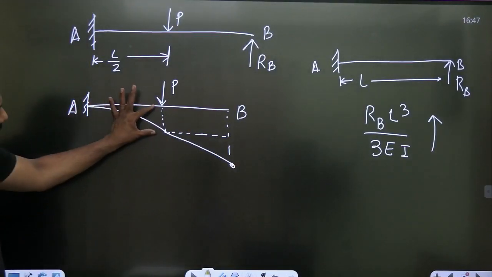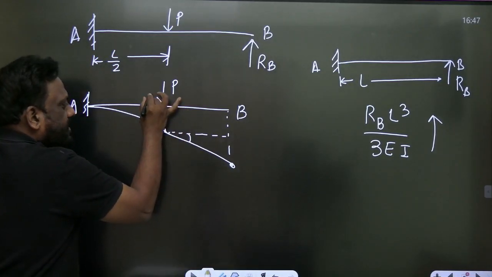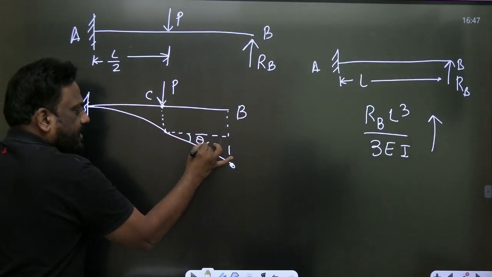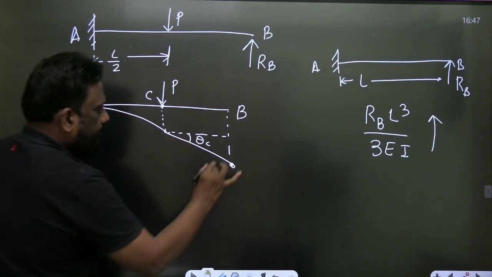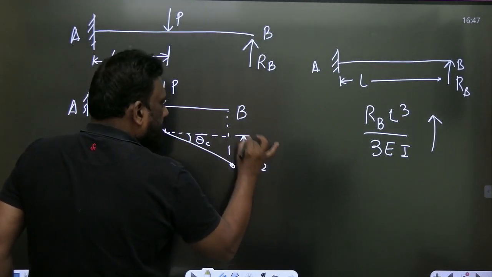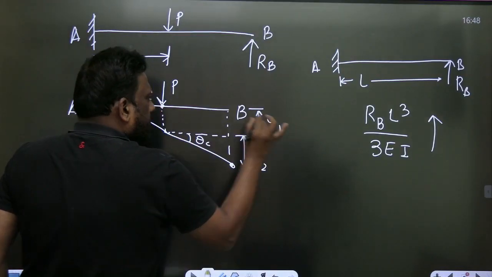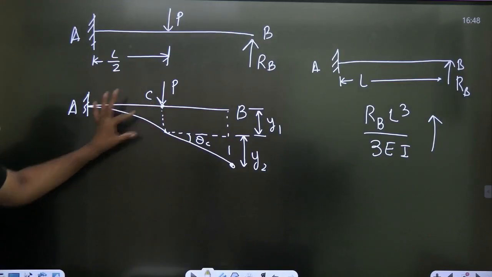So I will calculate this deflection. You know the slope, let this point be some C. I'll find out the slope at C. If you want the deflection here, let me write this as y2 and let me write this as y1. And we know clearly y1 can be, this is y1.